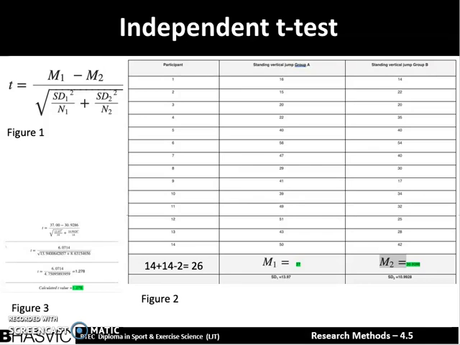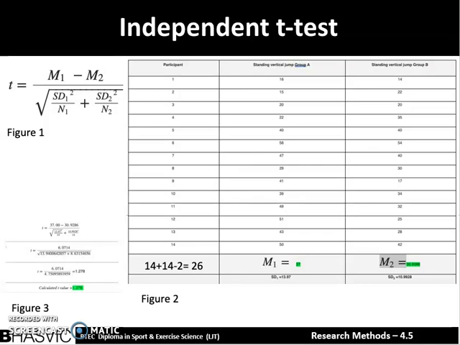At the bottom left of the table in Figure 2 you can see that it says 14 plus 14 minus 2 equals 26. This is because the degrees of freedom is n1 plus n2 minus 2. Because there are two groups, you have the number of values that are in each group and take away 2. Figure 3 shows the substituted values that you have put into the original equation. The process of this test is finding the mean and the standard deviation of both datasets.